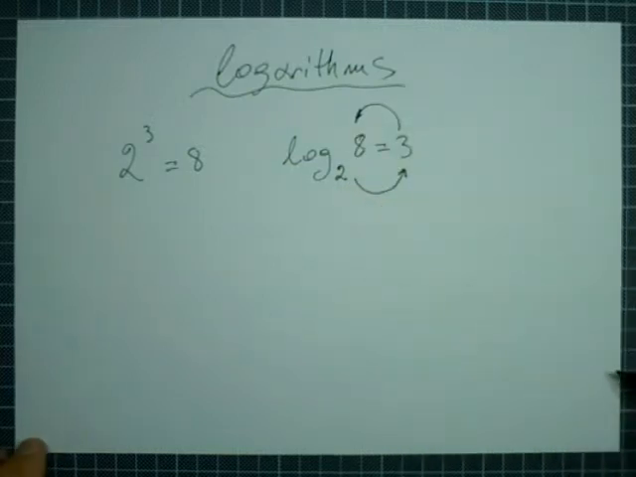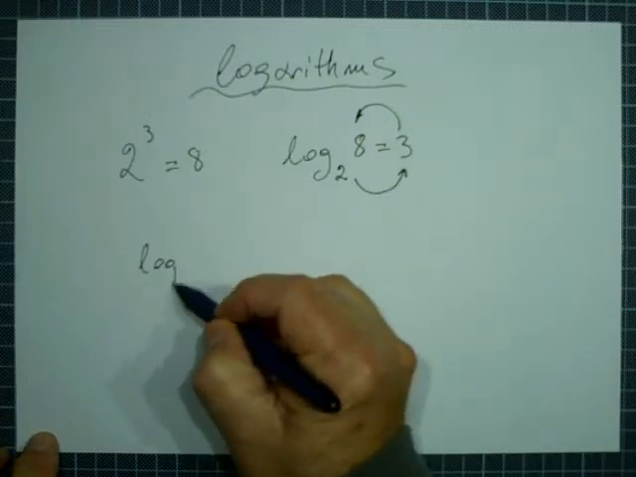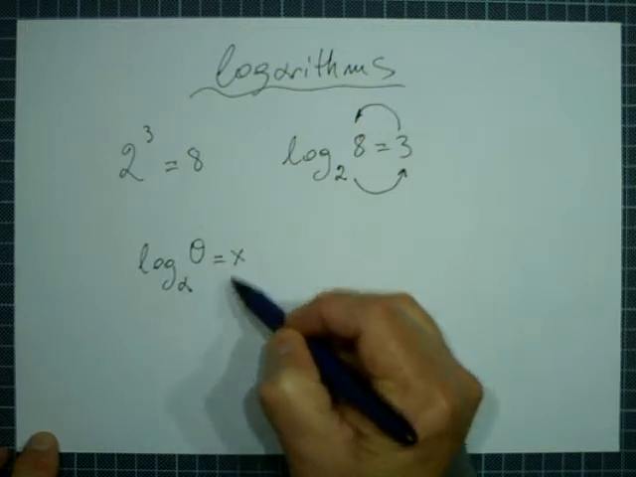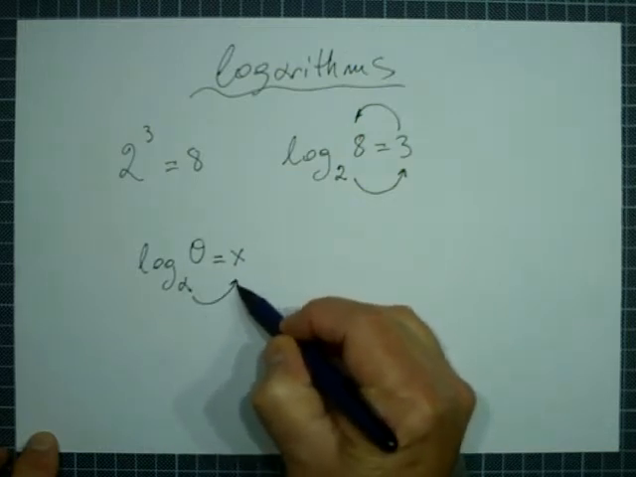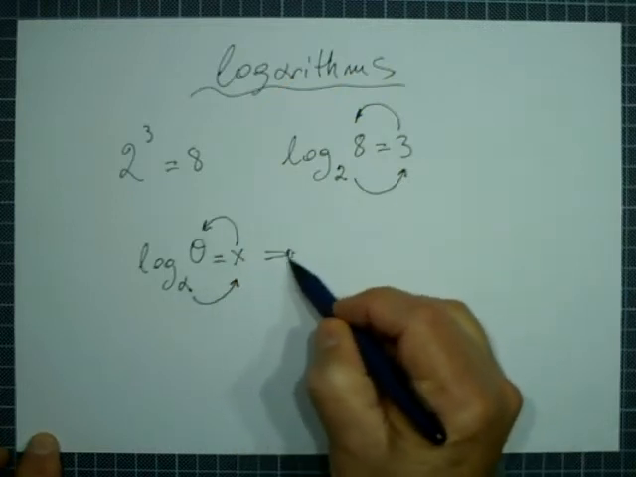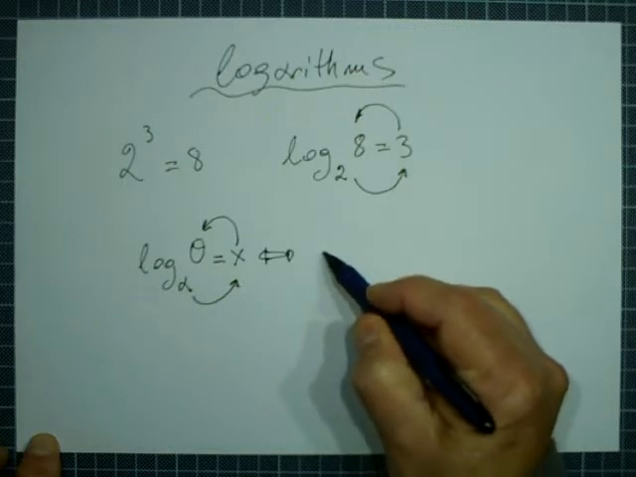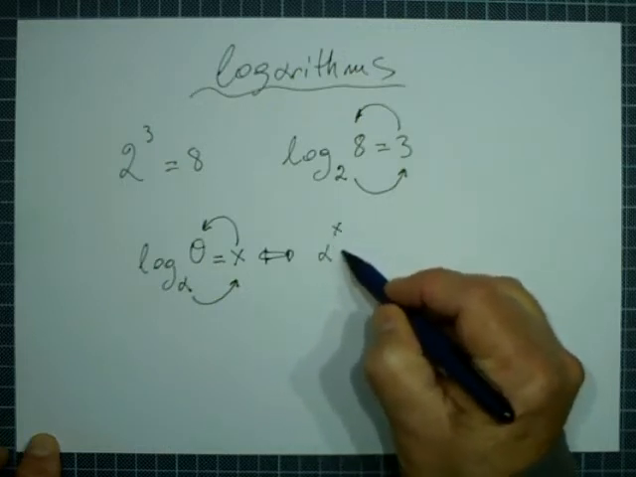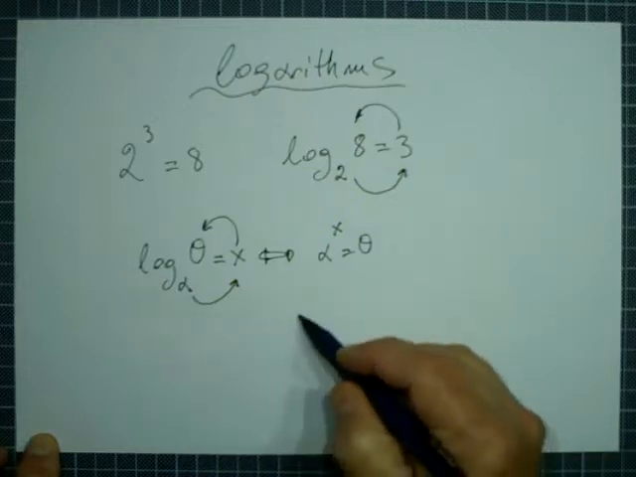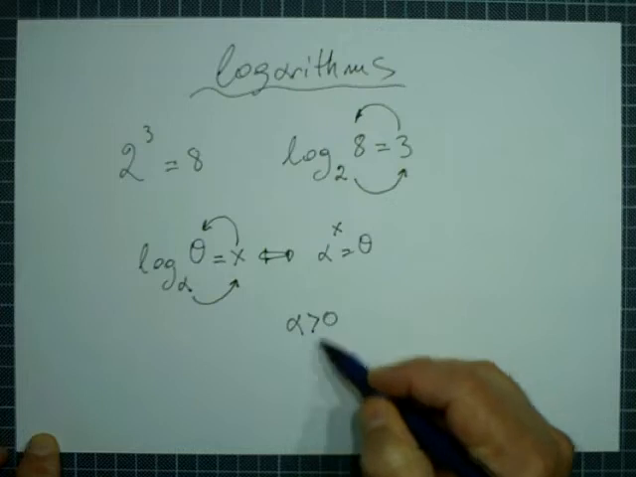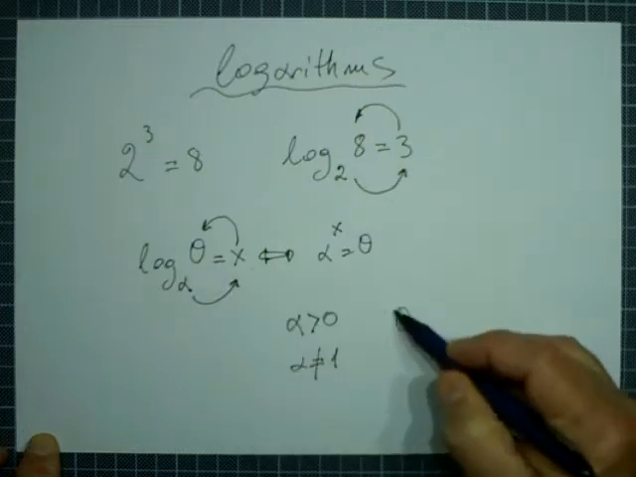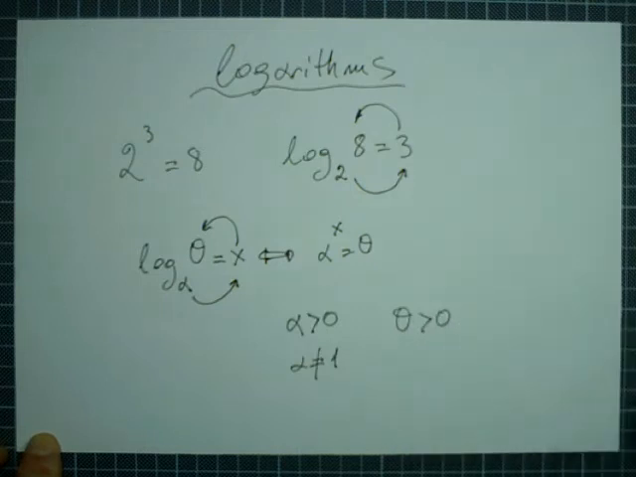Generally speaking, we can write logarithm with base a of number theta is x, as a to the power of x gives theta. We can write this equivalently, a to the power of x gives theta. Remember that this number here, a, must be greater than 0 and different than 1. Also theta here must be greater than 0.